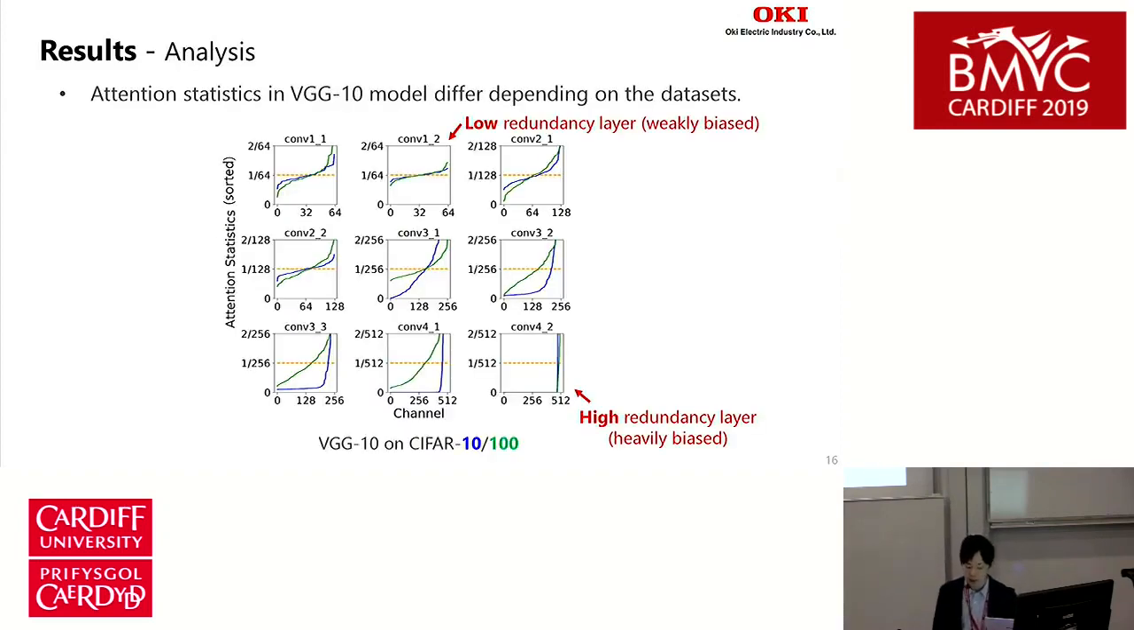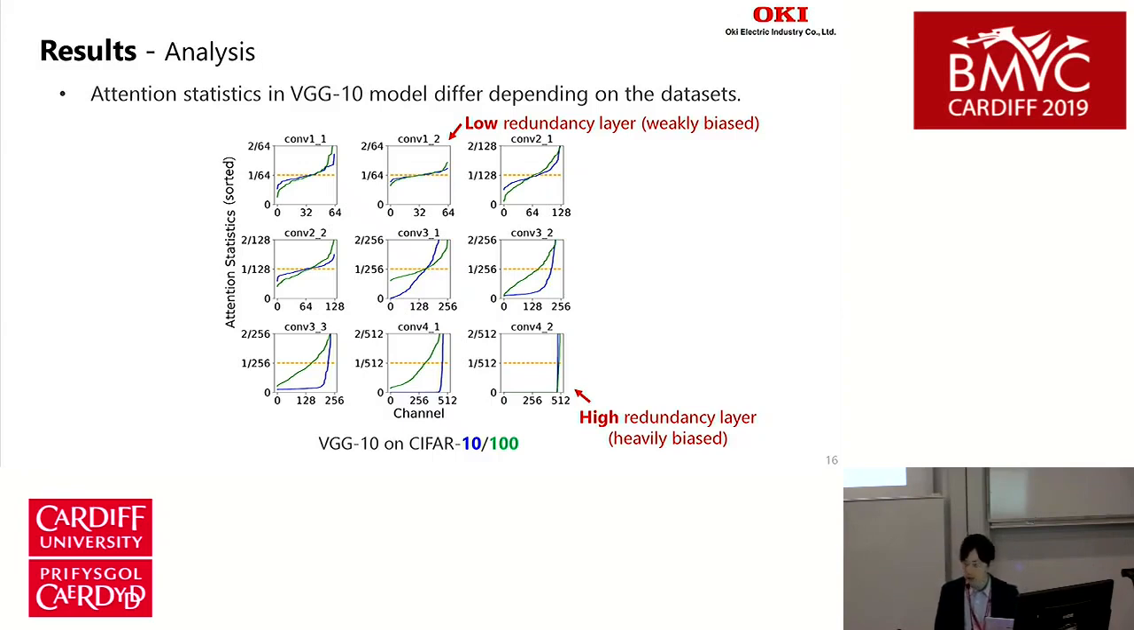We also analyzed the optimized attention modules for investigating the behavior of our proposed criteria. And this figure shows the attention statistics corresponding to the channels in each convolution layer in the VGG16 model on the datasets of CIFAR-10 with the blue line and CIFAR-100 in the green line. Please look at the second layer, 1-2. It has a shape that is closer to flat than other distributions, and we can see it as a low redundancy layer. On the other hand, the final layer, 4-2, was heavily biased, and we found it clearly redundant.